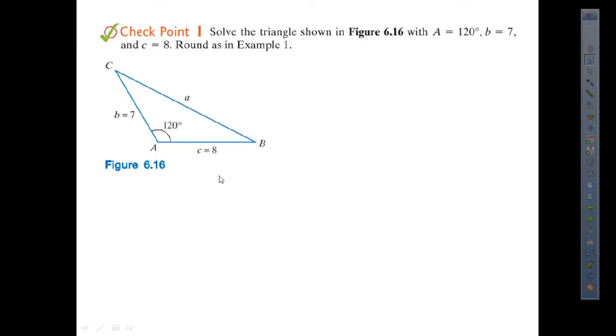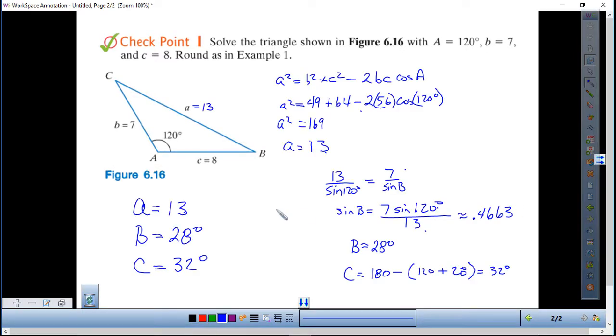Now I'm going to show you the answer here in 3, 2, 1. All right, so here are the answers. Side A should be 13. Angle B would be 28 degrees, and angle C would be 32 degrees. And here's the work if you need to check your work.